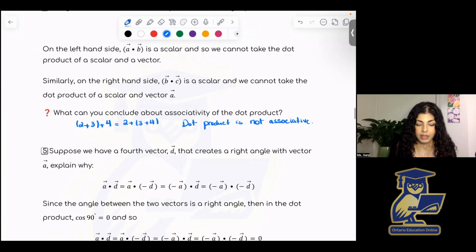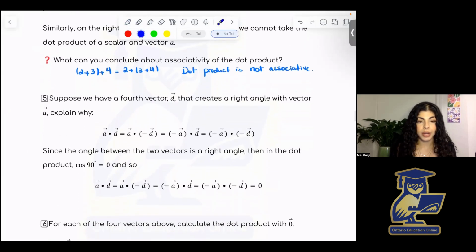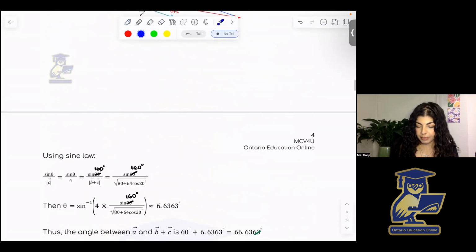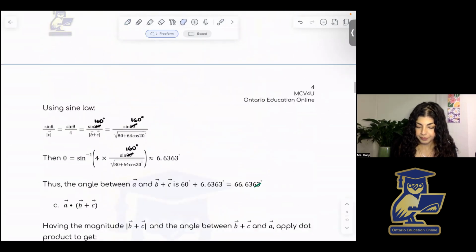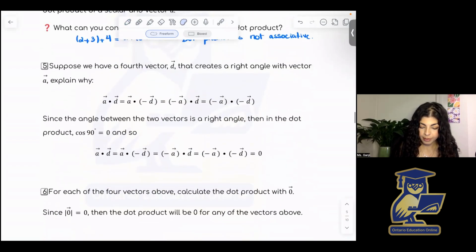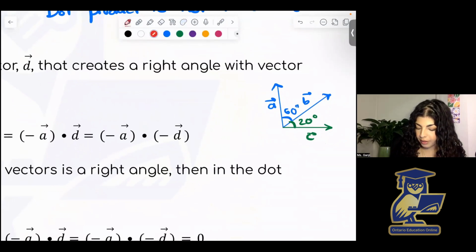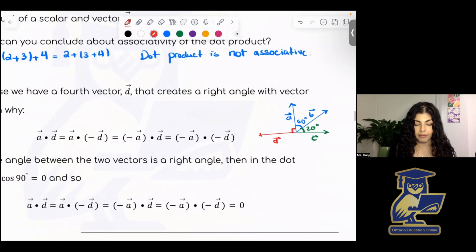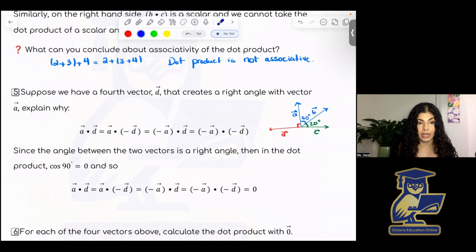Now, suppose we have a fourth vector, D, and it creates a right angle with vector A. So now, keep in mind, maybe let me copy this that I had here. Okay. So if I have this here, and now I'm going to add in a fourth vector this way, perhaps there. This is vector D, and this forms a right angle with vector A. And we're asked to find why all of these are equal.